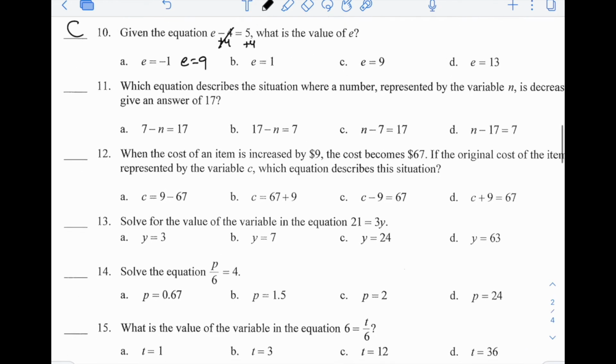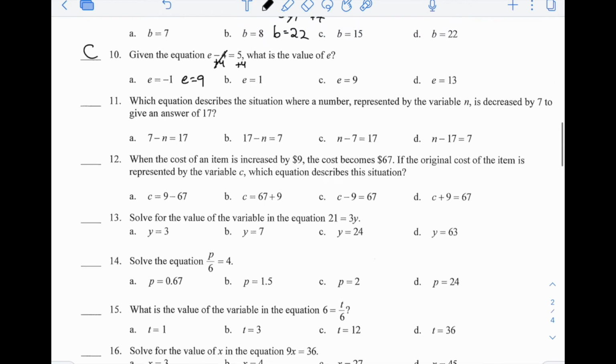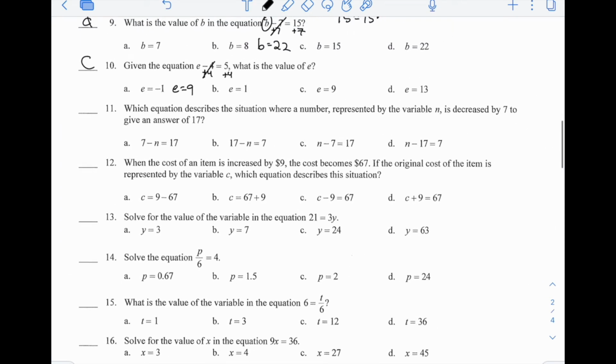Which equation describes a situation where a number represented by the variable n, so this is an unknown, is decreased by 7 to give an answer of 17? It looks to me like that would be C. The cost of an item is increased, so the cost is what we're not going to know, increased by $9, when the cost becomes $67.